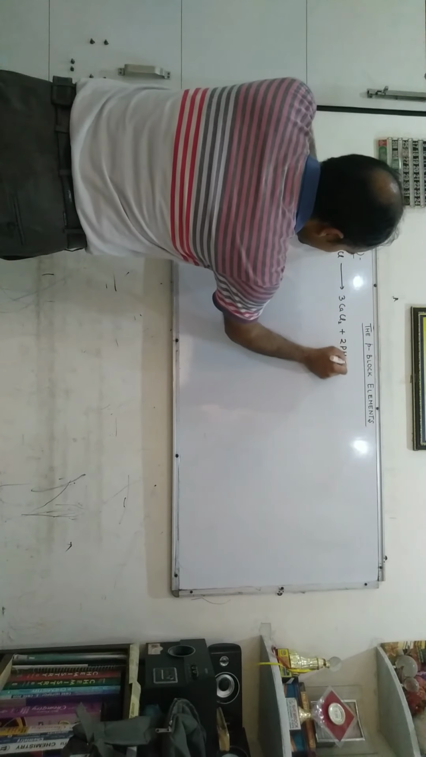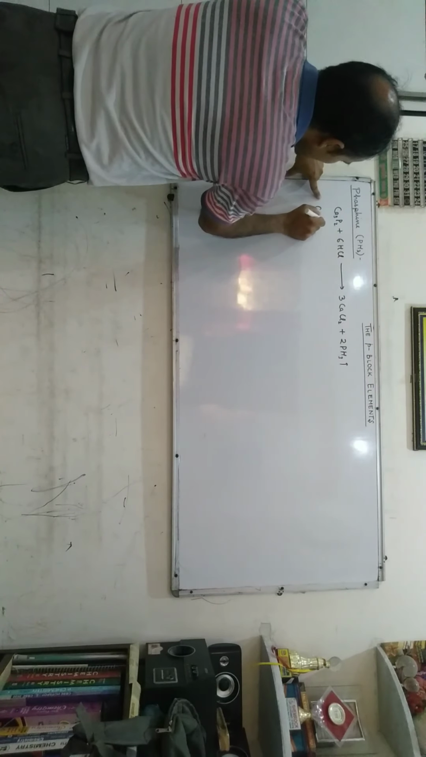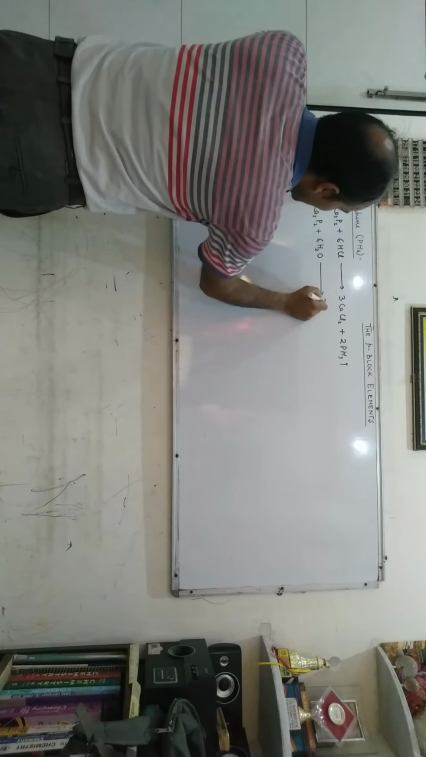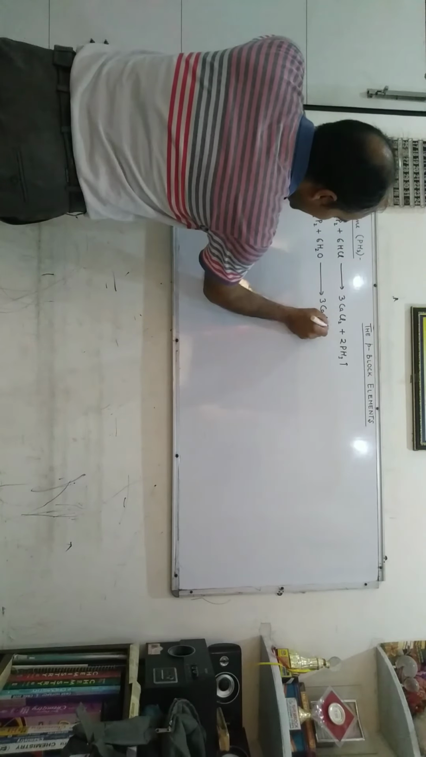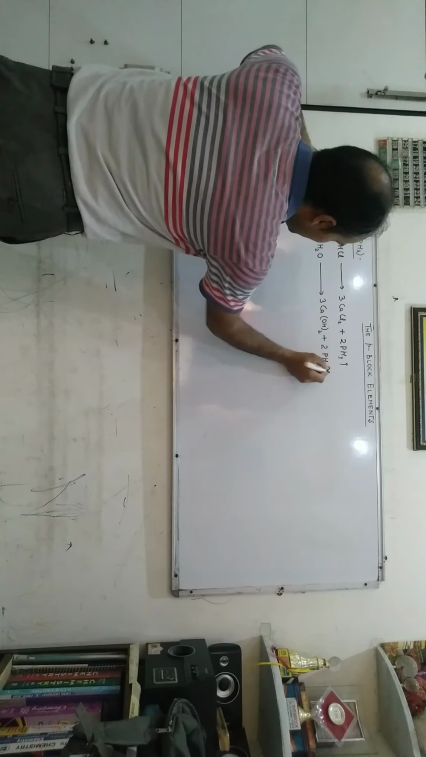Phosphine has a rotten fish smell. Calcium phosphide, when it reacts with water, also gives phosphine along with slaked lime, that is Ca(OH)2. So these are the two methods by which we prepare phosphine.